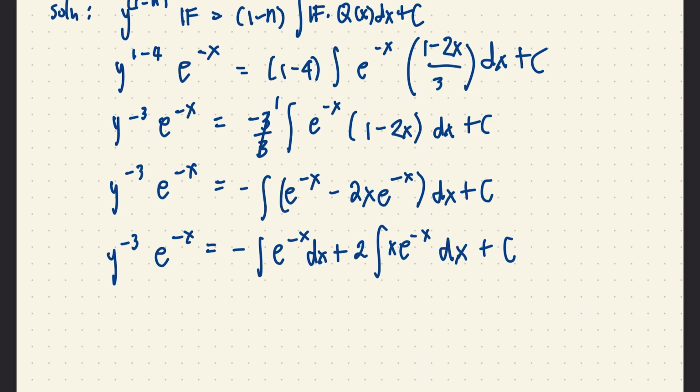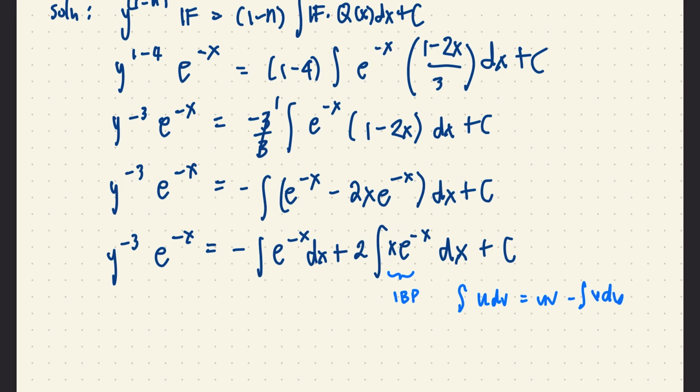We can solve this by parts. Okay? So, if we remember your formula for integration by parts, we have the integral of u dv is equal to uv minus the integral of v du.